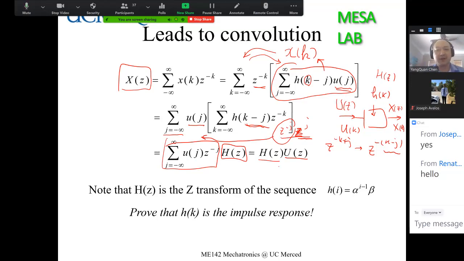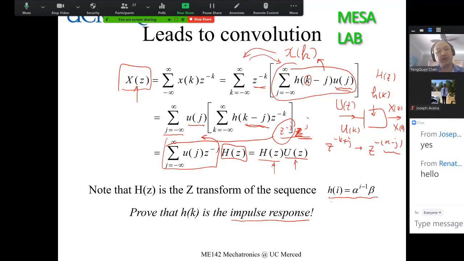It turns out that your output z transform is a simple product of the input z transform multiplied by H z. So H z in here is called the impulse response of that.